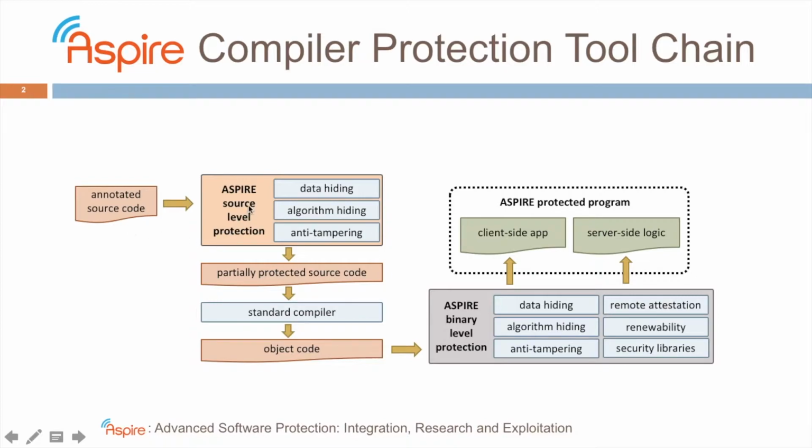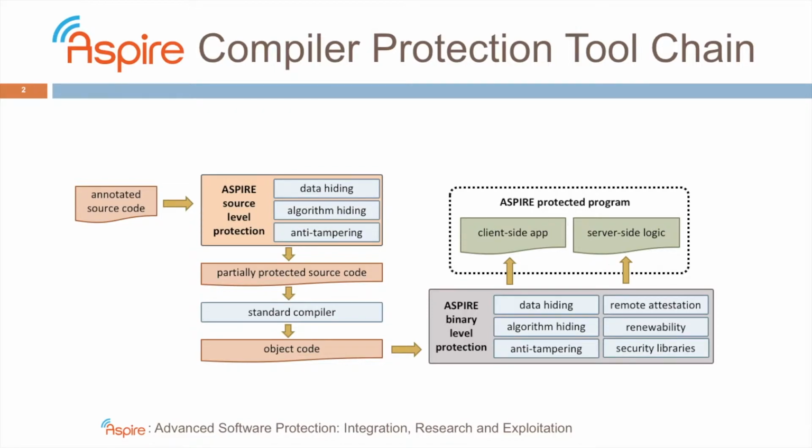That code will be sent through a number of source-to-source rewriting steps that deploy some protections. The partially protected code will be compiled to object code, and then the code will be rewritten to eventually produce the protected program that consists of a client-side and some server-side logic to help protect the client.